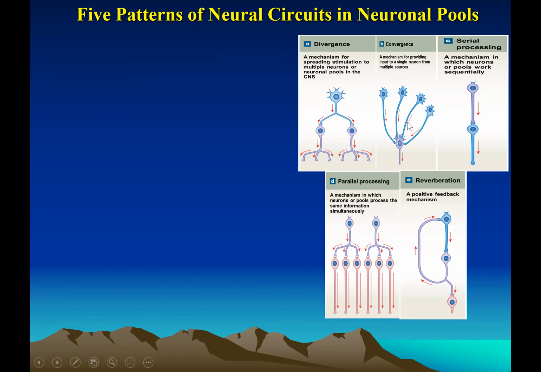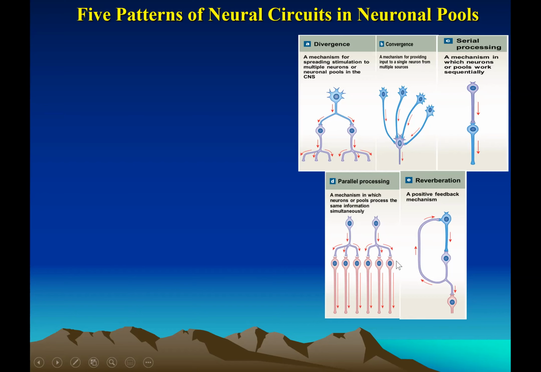On the contrary, convergence is a mechanism of providing information from several neurons to one neuron. It's converging into one neuron. In serial processing, the information is relayed in a stepwise fashion from one neuron to the other neuron and the other neuron and so forth. It's called serial processing. Parallel processing, as this picture shows.